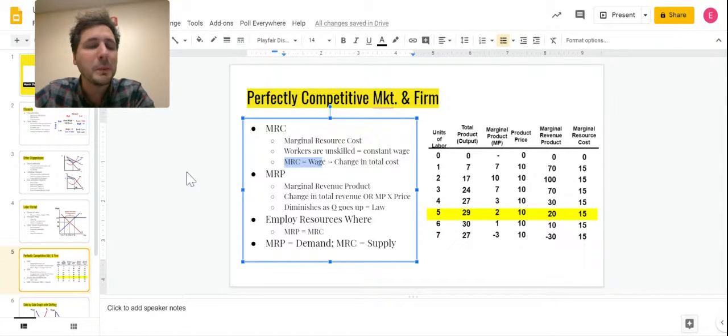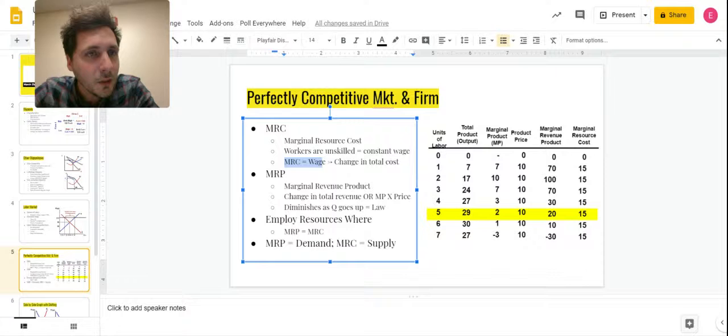Why is it equal to wage? It's because all of the workers are unskilled. They have the same skill, which is no skill. And so there's a constant wage there. I cannot demand a higher wage. I cannot earn a higher wage because I'm an unskilled laborer. In fact, we call them wage takers. So as a result, marginal resource cost is going to be wage, and it will not change. It will never change. It's your constant wage.